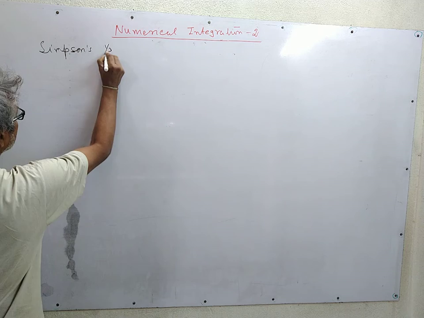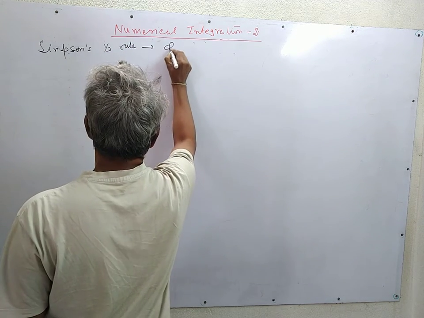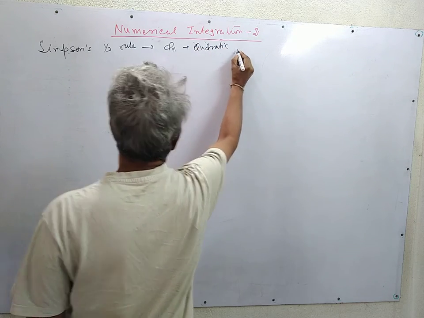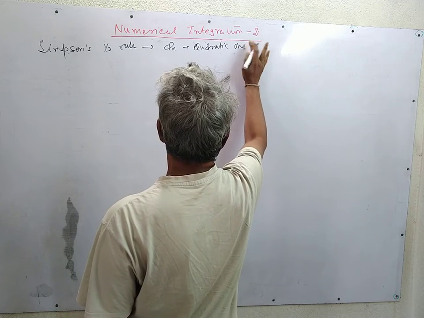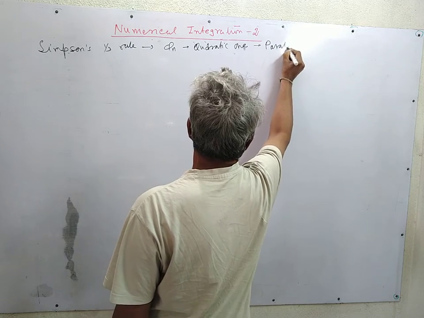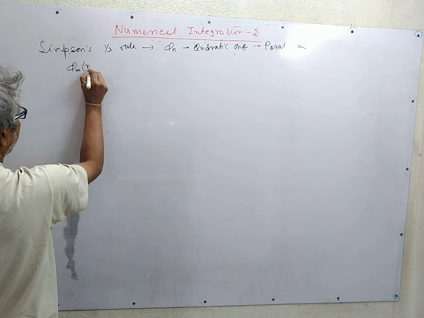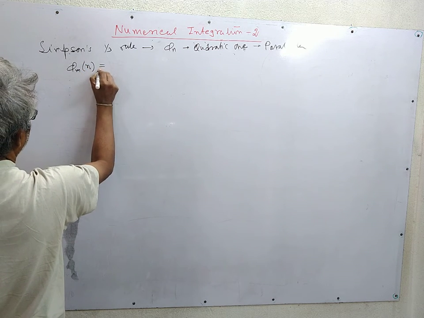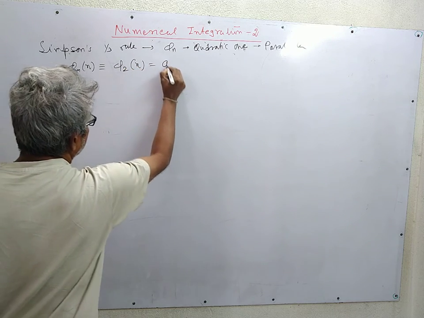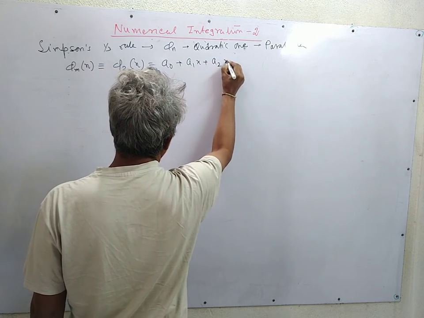Simpson's one-third rule, where the integrating polynomial is a quadratic one, that is, the shape of the curve is a parabola. So we assume phi m of x as phi 2 of x, which is a0 plus a1x plus a2x squared.